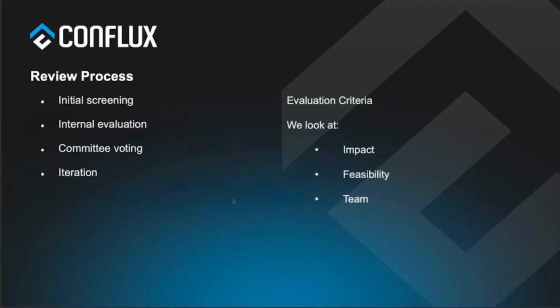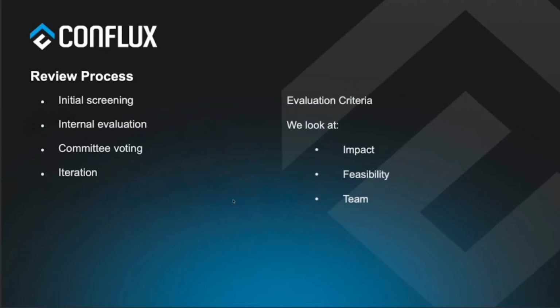The review process itself starts with initial screening, which means the community grant committee members will go over your proposal, and we'll probably set up a meeting around that, and then we'll internally evaluate it. Then comes the community voting, where I basically collect all the important information about the grant proposal, make it an email, and send it out to all the grant committees and the founders to cast a vote.